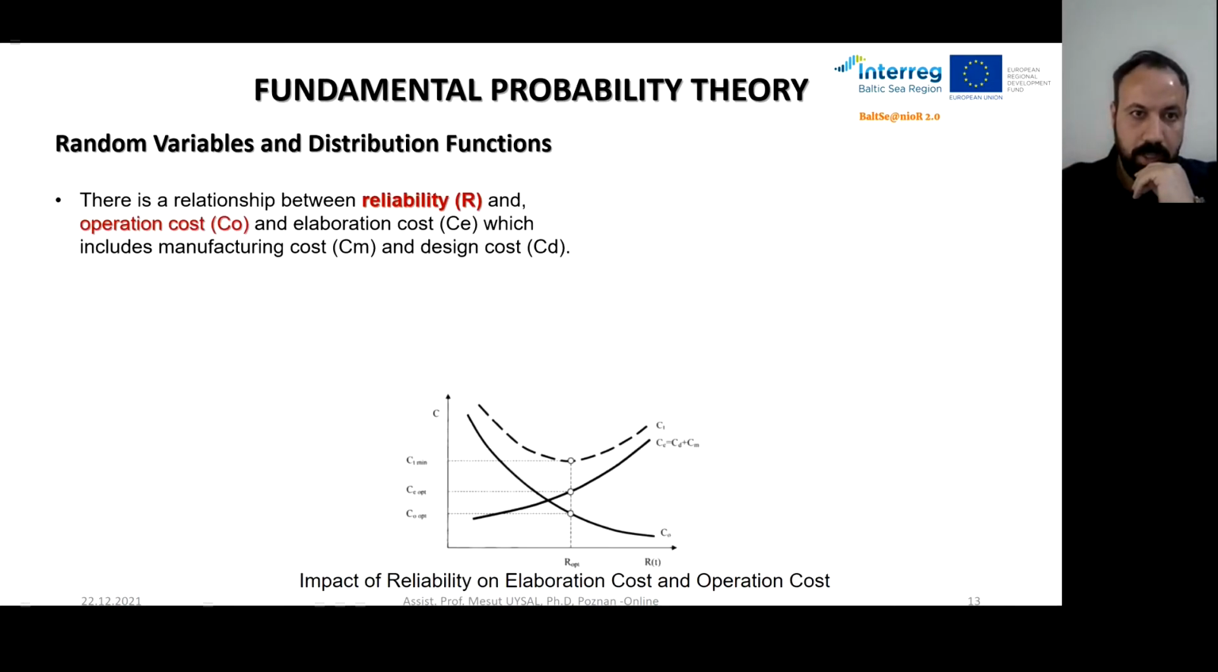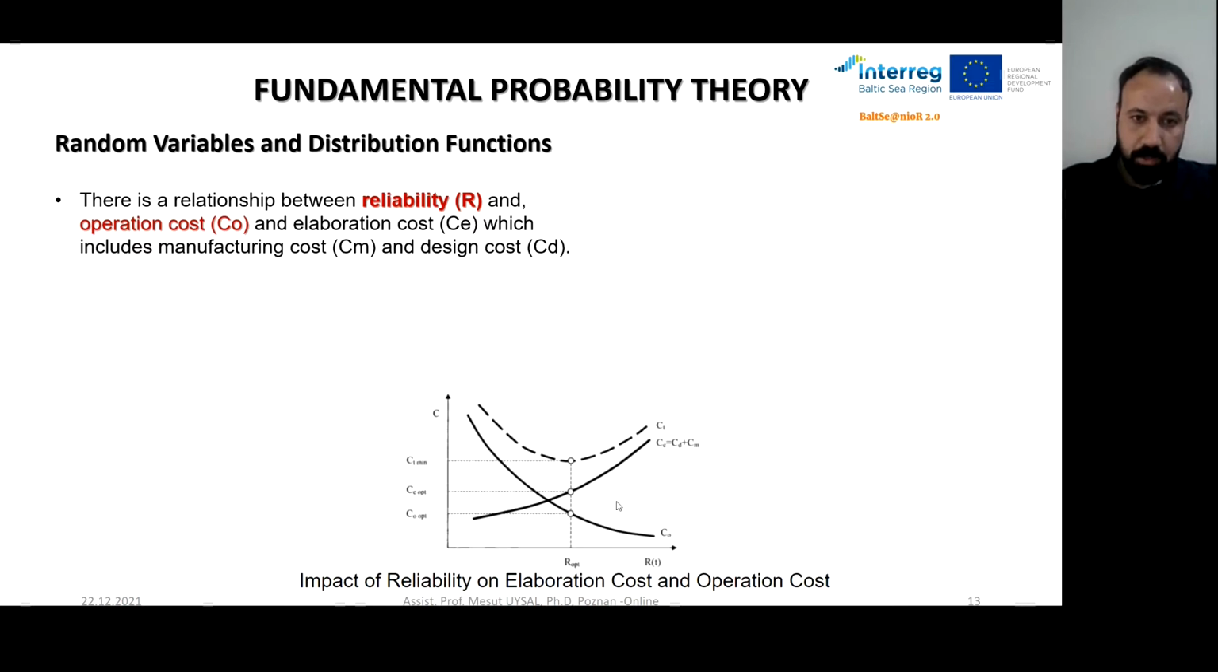And here, I will talk about the market. But the title is different. The title is going to be related to the competitive market. So there is a relationship between reliability and operation cost. If we talk about the market, we need to check the cost. So there is a relation between reliability, operation cost, and elaboration cost.